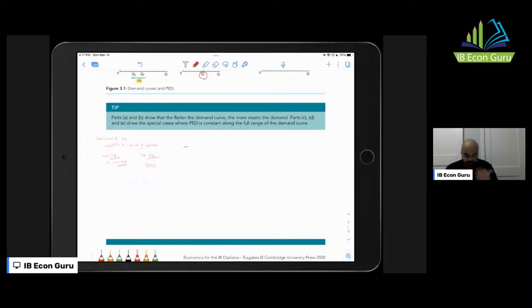The second one is the proportion of income spent on the product, okay? If the product is expensive, which means it takes up a large proportion of income, okay?